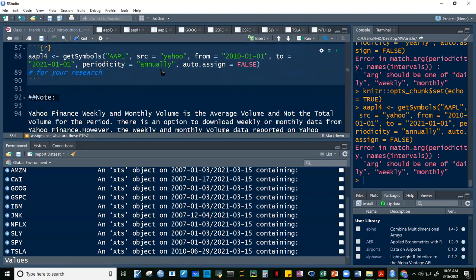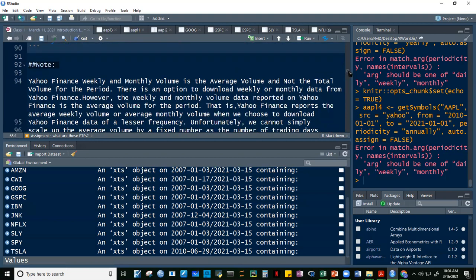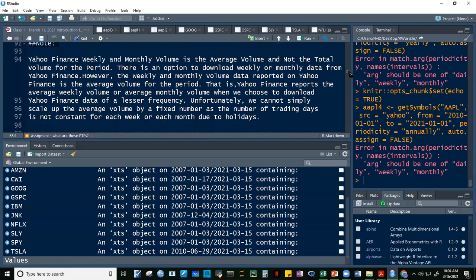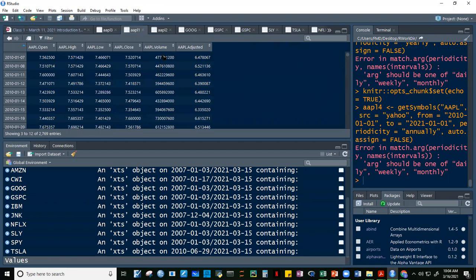Tapos ito pangalawa, yung annually, no? O yearly. How do you get the stock prices using getSymbols? Okay, so when you get yung volume na to, guys, itong volume na to, ano to? Ito daily volume, okay lang to.